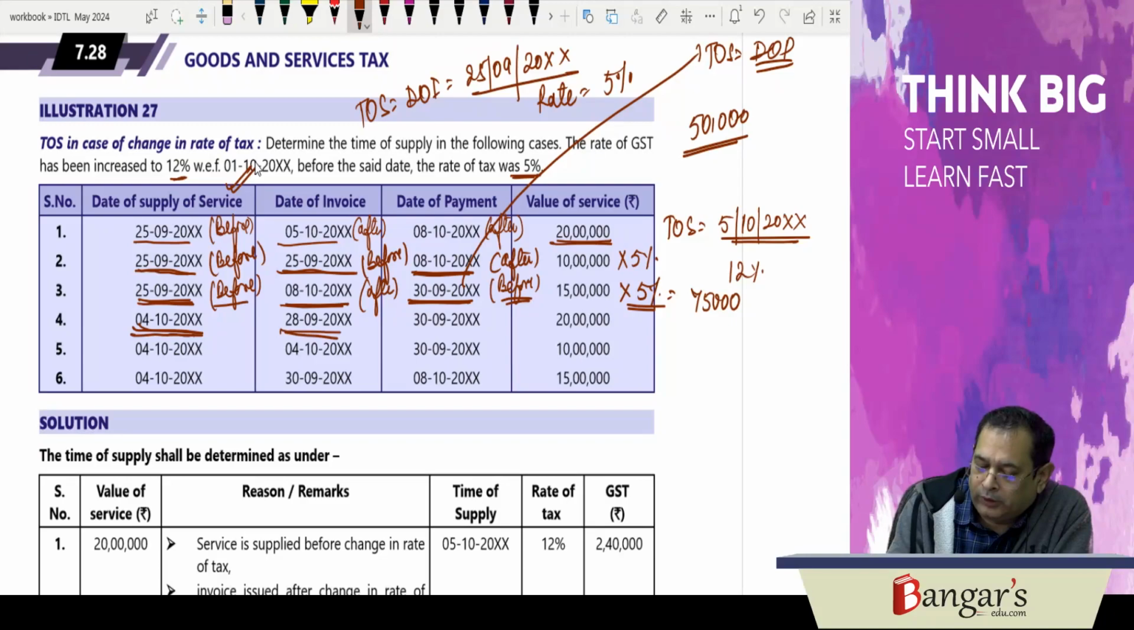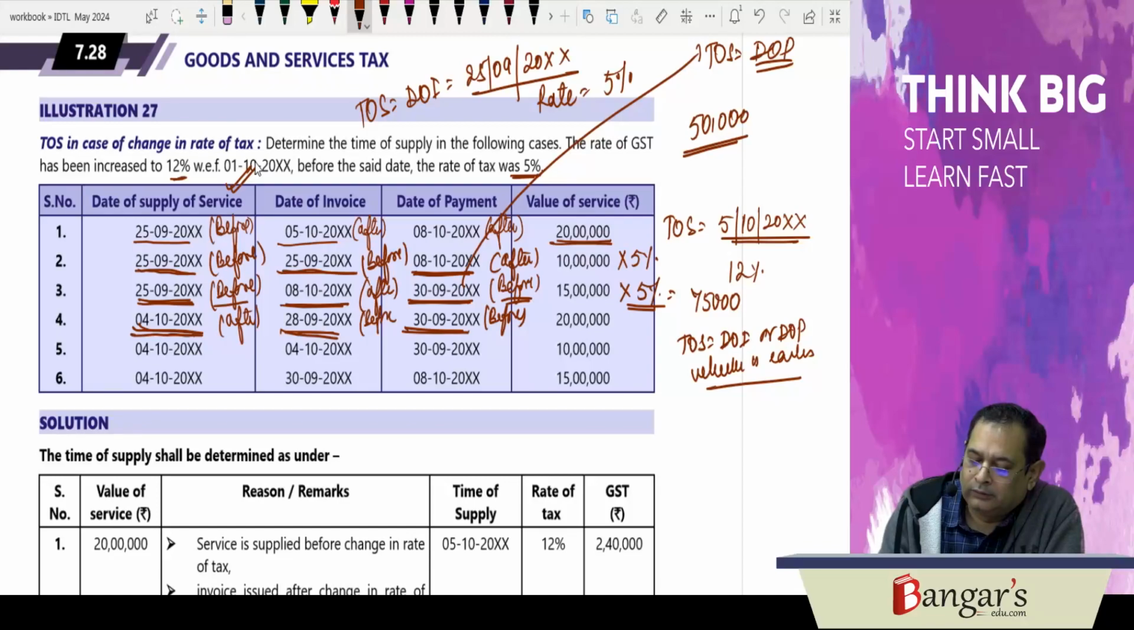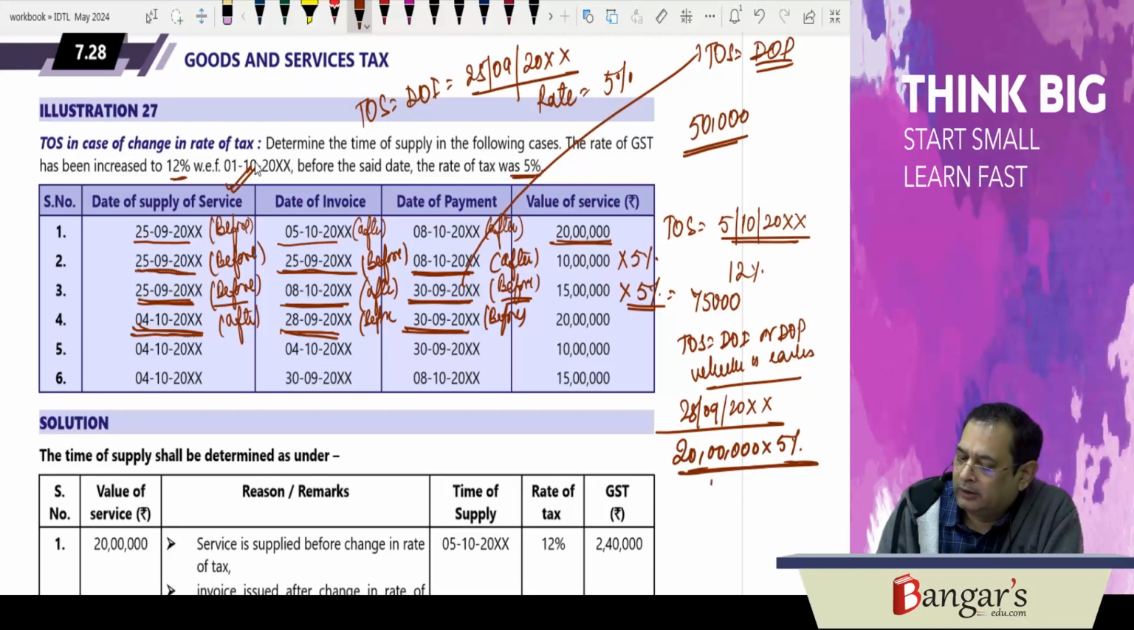Next is date of supply of services on 4/10 after change in rate of tax. Date of invoice is on 28/9 and payment is on 3/9. So date of invoice or date of payment, this is before, this is also before, this is after. So time of supply is date of invoice or date of payment, whichever is earlier. Here 28/9 will be the TOS. Old rate of 5% will be applicable. Liability will be 1 lakh rupees.